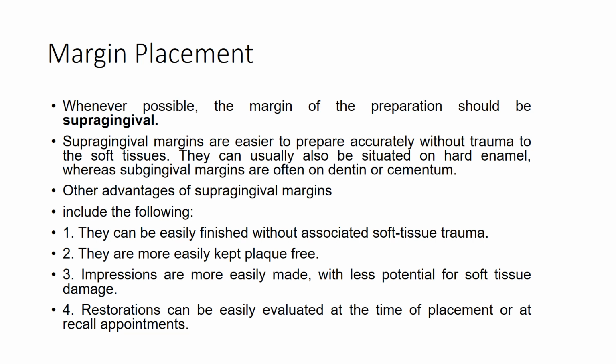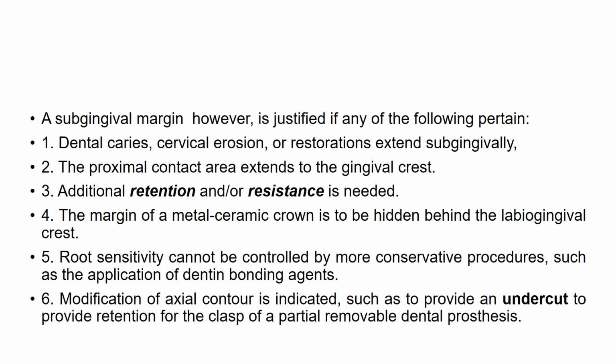Okay, those are the advantages. Now coming to a subgingival margin. In what cases do we use a subgingival margin? If the dental caries or cervical erosion extends subgingivally, that is, the patient has a cervical abrasion, abfraction, or class 5 type of cavity that extends subgingivally, then it becomes necessary to involve that area in the preparation so that it can be covered by a full coverage crown or a veneer, so as not to have later secondary caries and microleakage in that area.